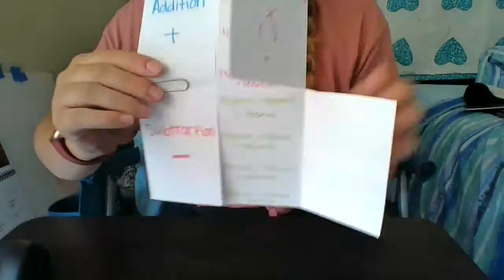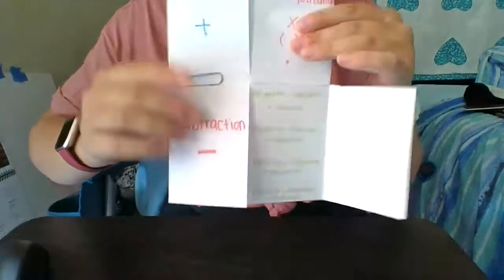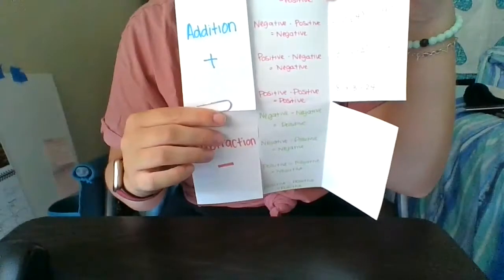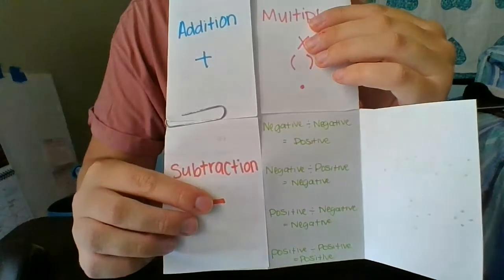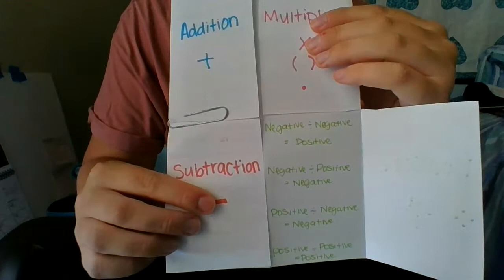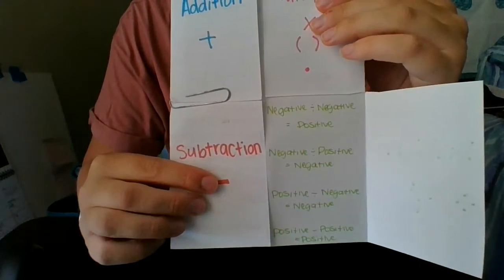On the inside, here's our division flap. We're going to flip it on the inside right here. We're going to write our rules again like we did up at the top. So we have the rules on the inside of the flap. Negative divided by a negative is positive. Negative divided by a positive is a negative. Positive divided by a negative is a negative, and positive divided by a positive is a positive.